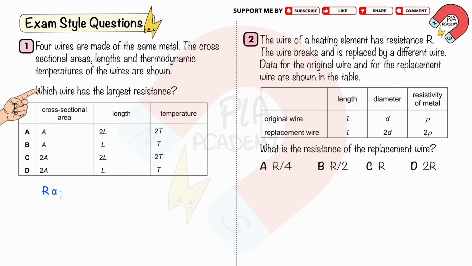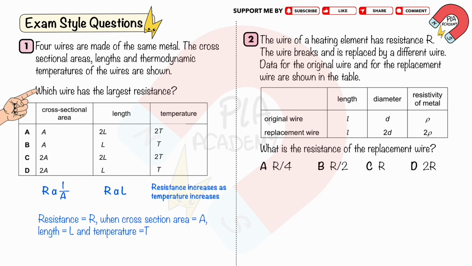The resistance, R, is inversely proportional to its cross-section area A. The resistance, R, is directly proportional to its length L. The resistance R increases as temperature increases. We give the resistance of the wire as R, given a cross-sectional area A, a length L, and a temperature T.